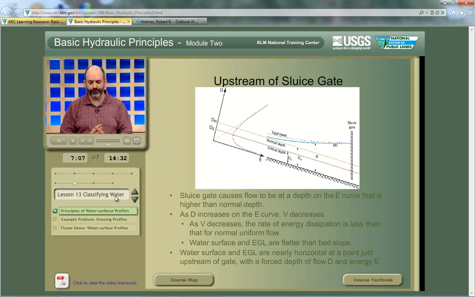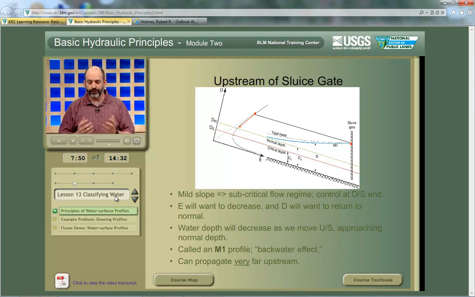Now if we look upstream of the sluice gate, because the sluice gate causes flow to be at that higher depth and at a higher energy on the E-curve than is normal, as the depth increases on the E-curve, the velocity decreases, and as velocity decreases, the rate of energy dissipation is less than what is normal in uniform flow. So the water surface and the energy grade line are flatter than the bed slope. Ultimately, the water surface and energy grade line are nearly horizontal at a point just upstream of the gate, and it's at a forced depth and a forced energy level on the specific energy curve, as you see there. Well, with mild slope, we have the subcritical flow regime.